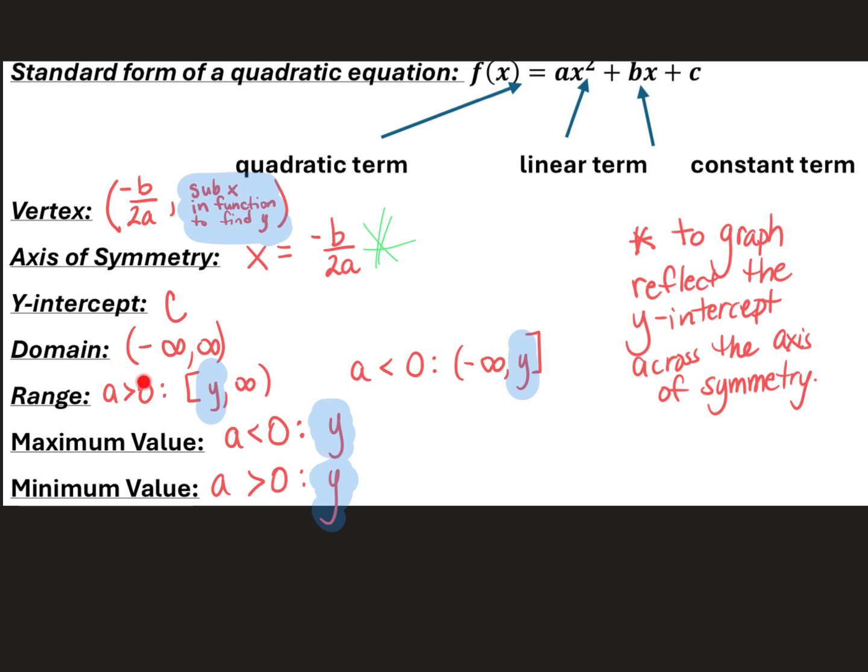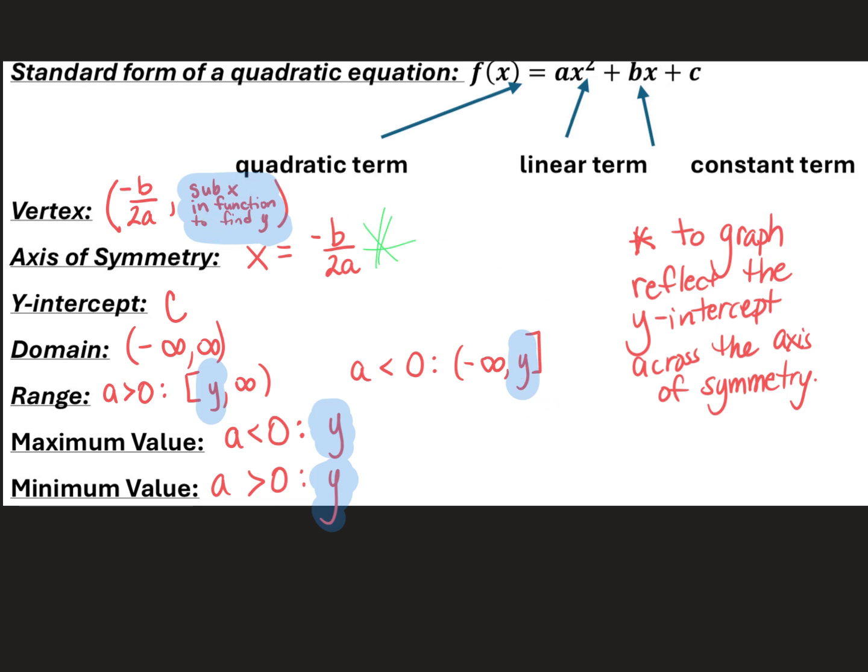If a is positive, a greater than 0, then my range will always be bracket y, which is the y-coordinate of your vertex, to positive infinity. If a is less than 0, or if a is negative, then it's going to be from negative infinity to the y-coordinate of the vertex, which comes from up here.